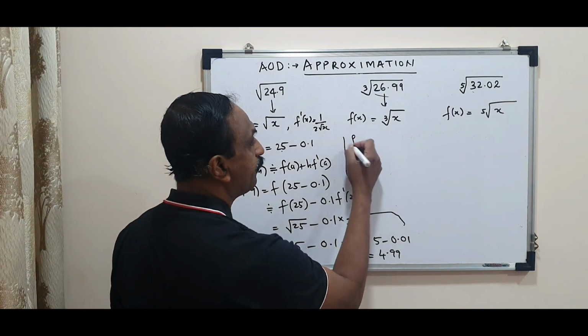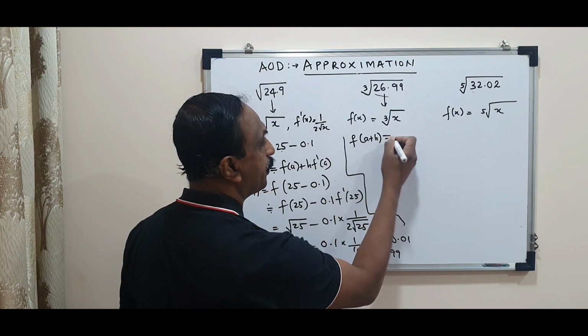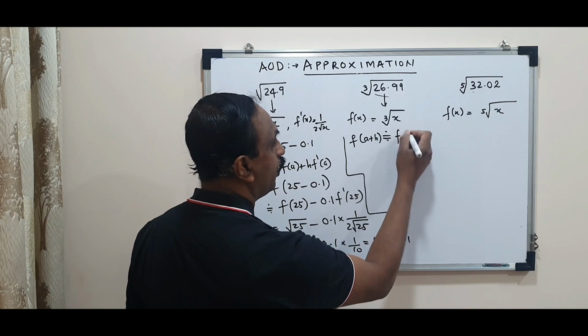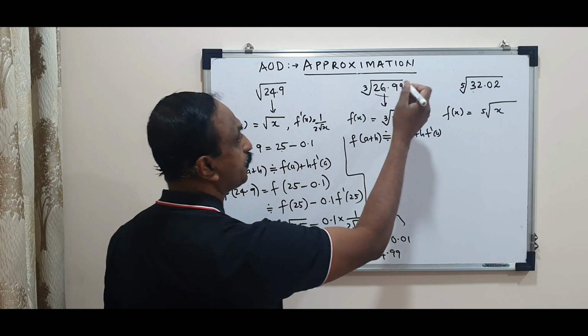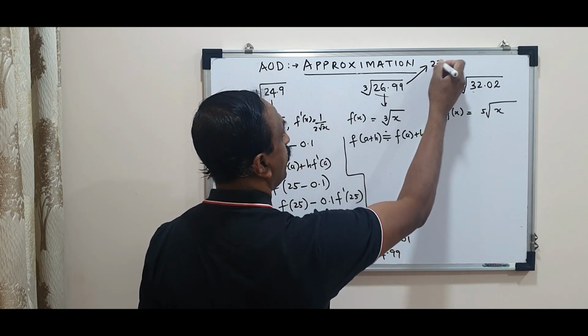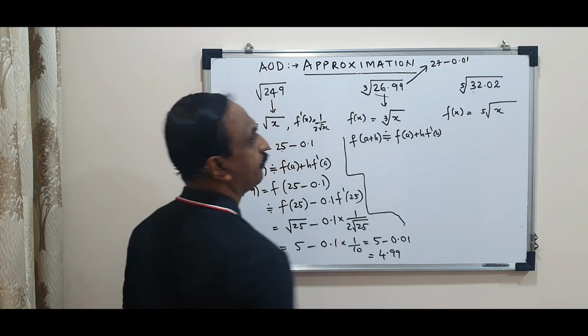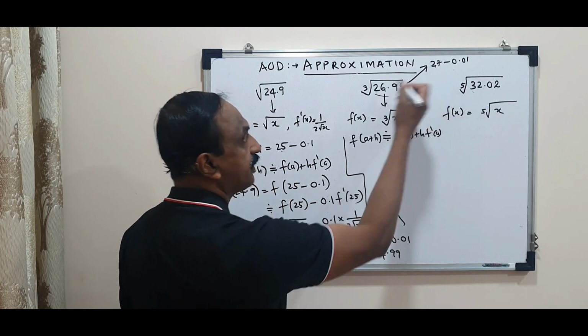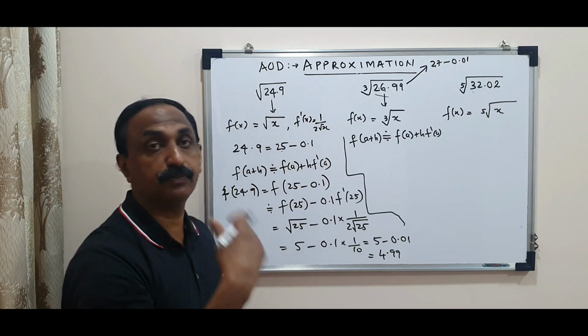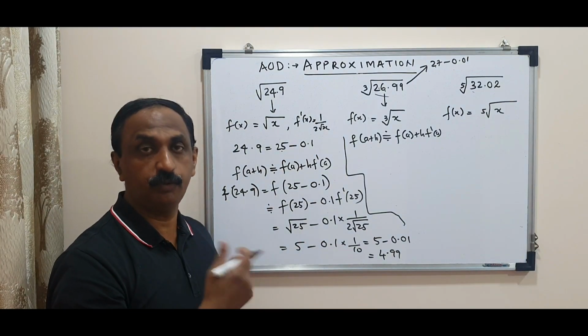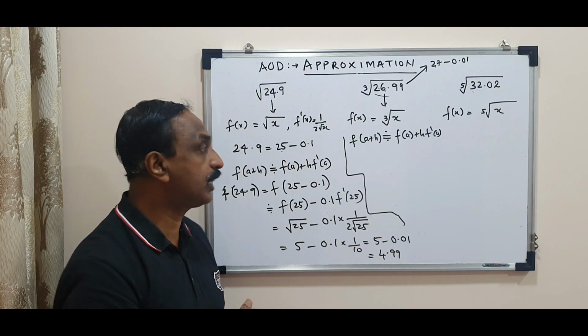So your function f of a plus h is approximately equal to f of a plus h into f dash of a. So here 26.9 is 27 minus 0.01. Why did you select 27? Because cube root of 27 you know. Why are you not taking 26 plus 0.99? Because cube root of 26 is not easy to calculate.